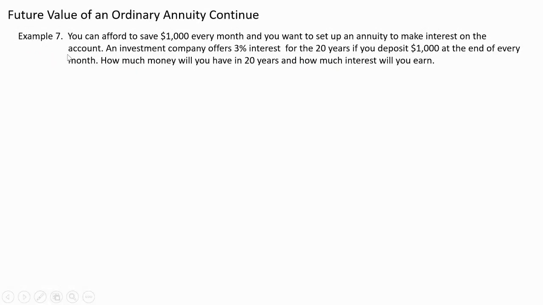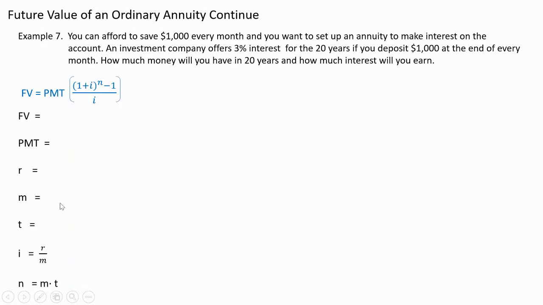Okay, example 7. Again, you can afford to save $1,000 every month and you want to set up an annuity to make interest on the account. An investment company offers 3% interest for 20 years if you deposit $1,000 at the end of every month. How much money will you have in 20 years and how much interest will you earn? This is similar to the one about sending your child to college, okay? But let's do this example first. So again, that's my formula, okay?